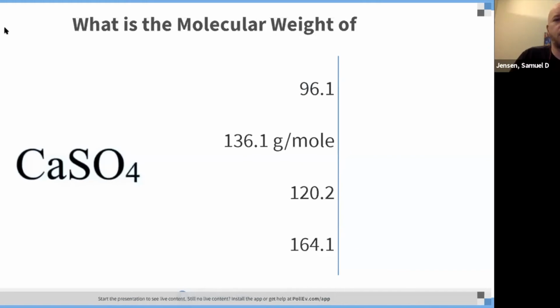It looks like somebody's already active here. So what is the molecular weight? This molecule is called calcium sulfate. What do we think the molecular weight is for calcium sulfate?